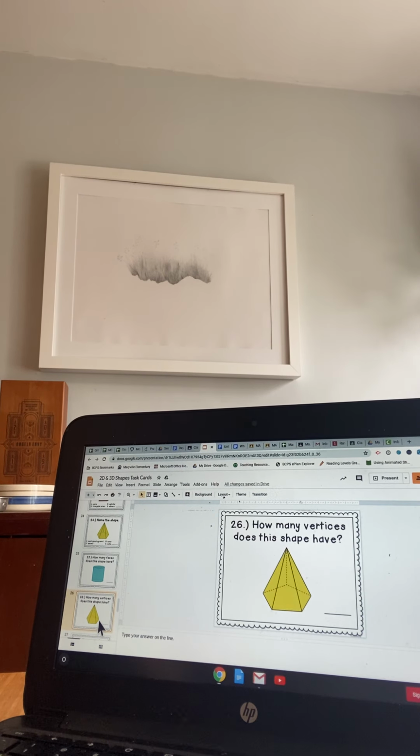Okay, this one wants to know how many vertices this has. That means angles or corners. So we have 1, 2, 3, 4, 5, and then our top one is 6. So that one should have been 6.